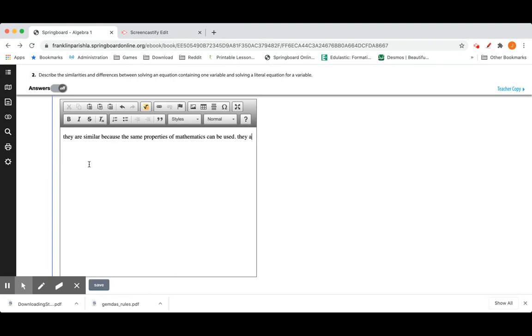They're different because you still are not going to know the other variable. You're just treating it like you do know it, but you don't actually know. It's different because you still are dealing with unknowns. You're not going to have a straightforward answer.